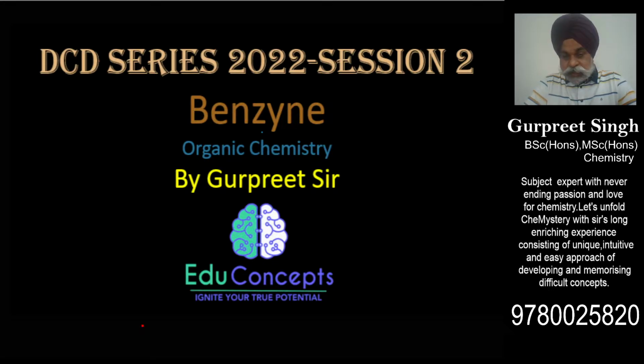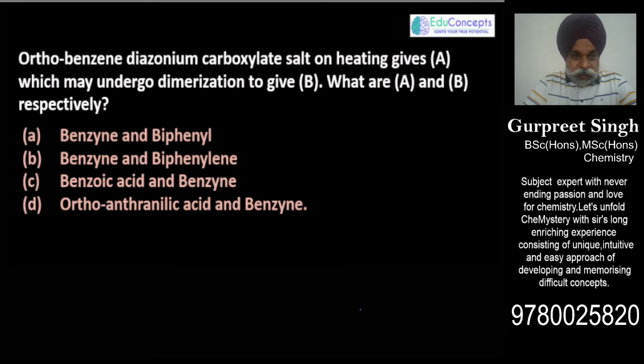So we will be addressing this topic through problem solving, as is the endeavor of this particular series, to address theory through problem solving. So let us pick up the first problem, sent by someone, and it's a beautiful question to begin with. Orthobenzene diazonium carboxylate salt, on heating gives A, which may undergo dimerization to give B. So you have to identify what A and B are.